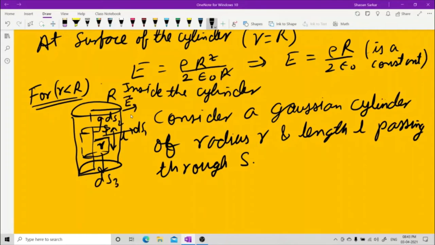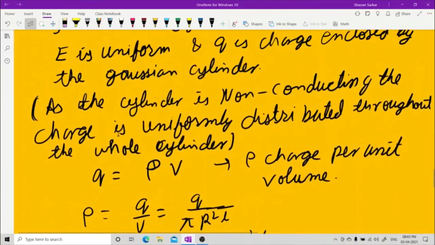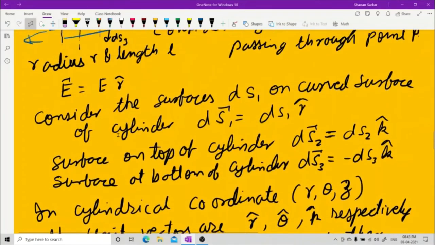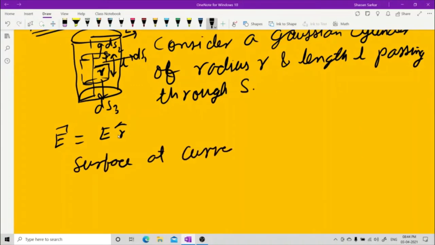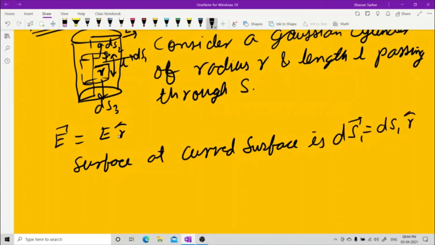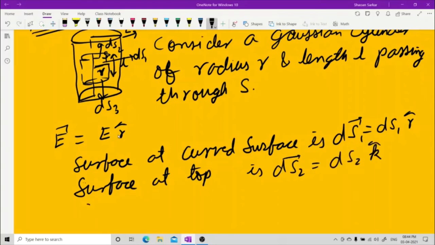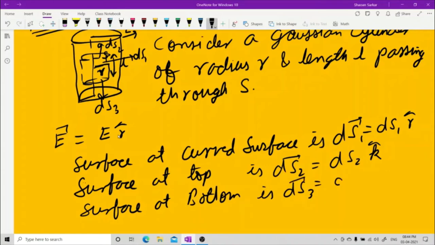So again the same thing. Now what would you write here? The language would remain the same. So consider the electric field as I told you here. You write E as E r cap, no problem. Then for the curved surface, dS1 vector is dS1 r cap, at the top dS2 is dS2 k cap, and the surface at the bottom is dS3, and this is nothing but dS3 k cap.